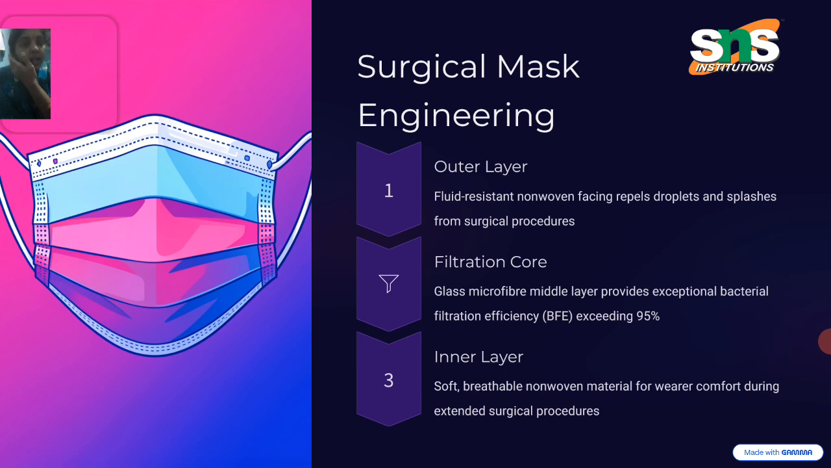Surgical mask engineering: the outer layer is a fluid-resistant non-woven facing that repels droplets and splashes from surgical procedures. The filtration core, a glass microfiber middle layer, provides exceptional bacterial filtration efficiency exceeding 95%. The inner layer is a soft, breathable non-woven material for wearer comfort during the extended surgical process. So, the mask has been properly engineered to address those main concepts.